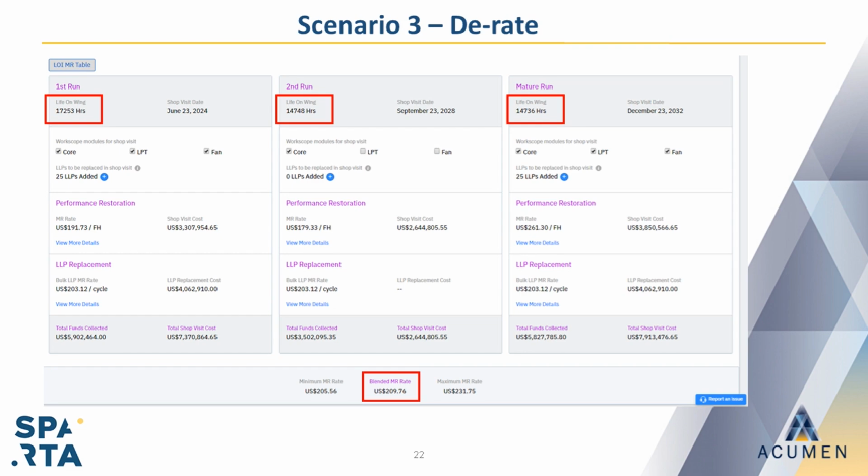For the engine operating with 0% D rate, the MR calculator estimates that the first shop visit interval will be 17,253 flight hours with the first removal in June 2024. The second shop visit is estimated to be... second and third shop visit intervals are estimated to be approximately 14,700 flight hours with a blended MR rate of $209.76 per flight hour.